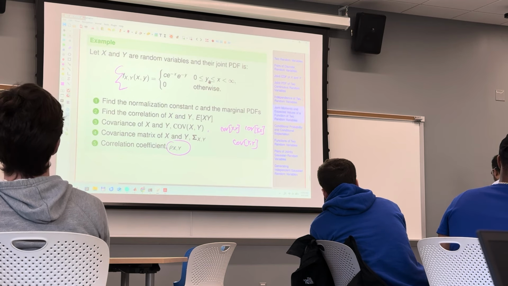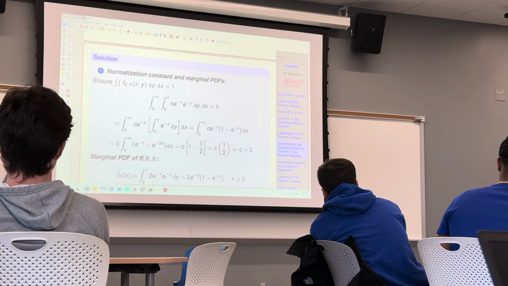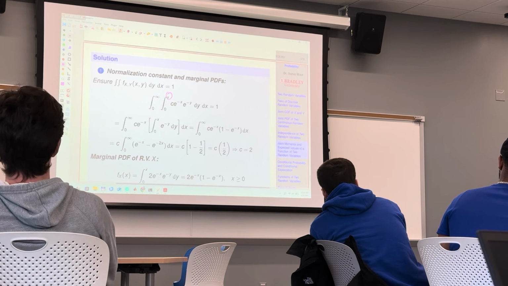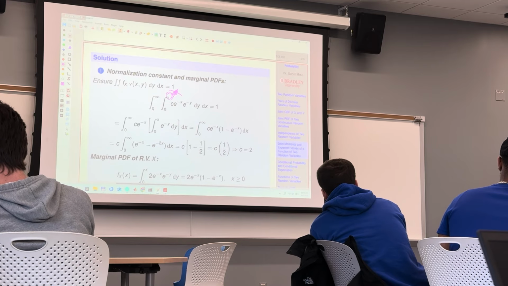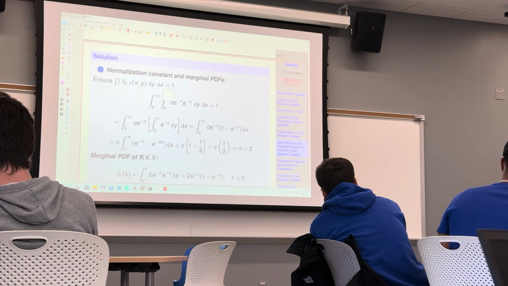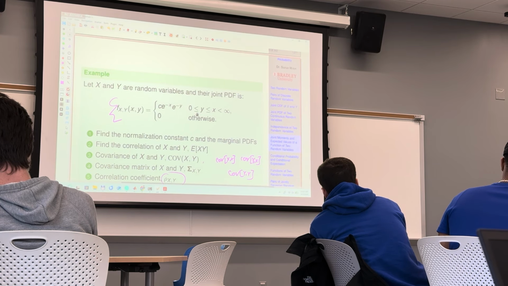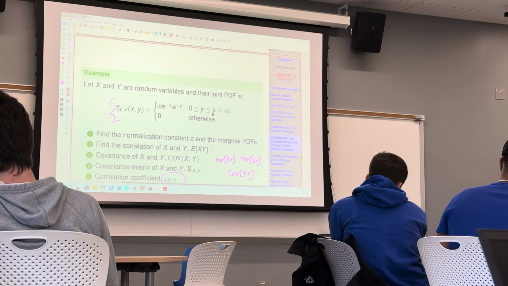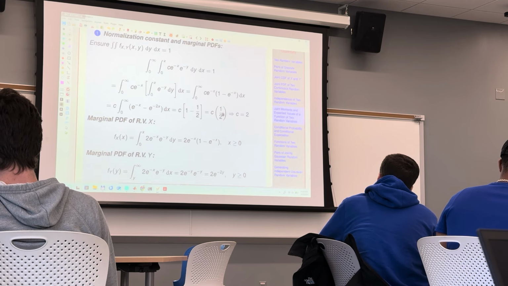That is the reason for the integration limits. If I write 0 to infinity for both, it is wrong. So x varies from 0 to infinity, but y will vary from 0 to x because of these conditions. That's why we have y from 0 to x. You set the integral to 1, and then finally you have c equals 2.